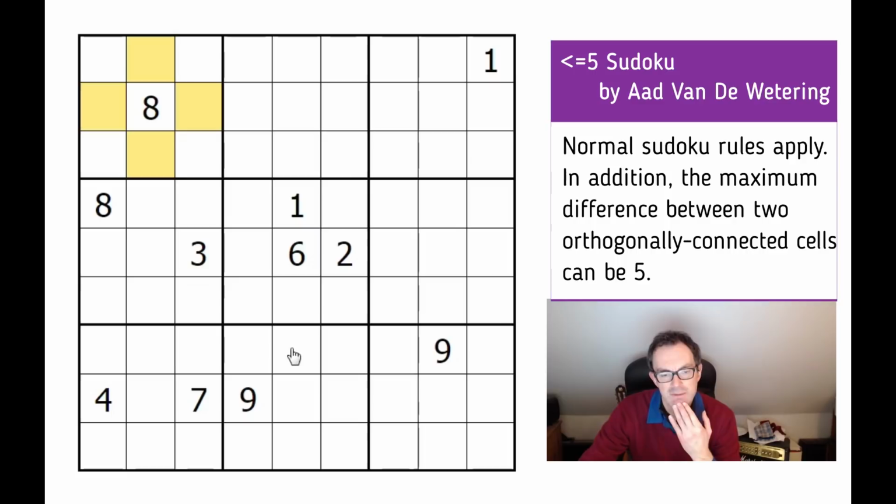Now this is a fascinating idea, and you can see what Aad has managed to do is to construct a puzzle with 11 givens, and I imagine this will be quite difficult. Aad's puzzles tend to be extremely elegant, have very tight solution paths. So I am really looking forward to trying this and hoping the video won't be too long.